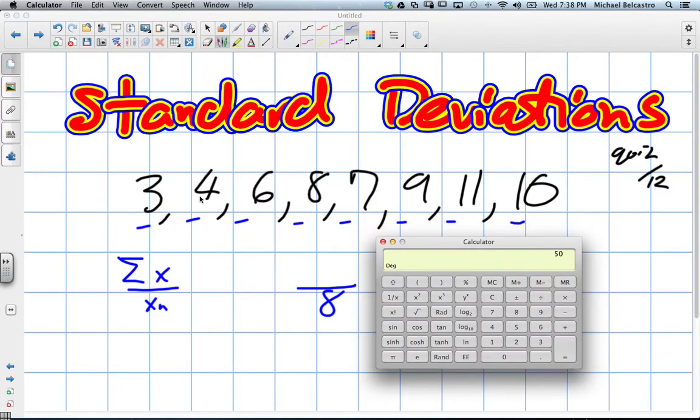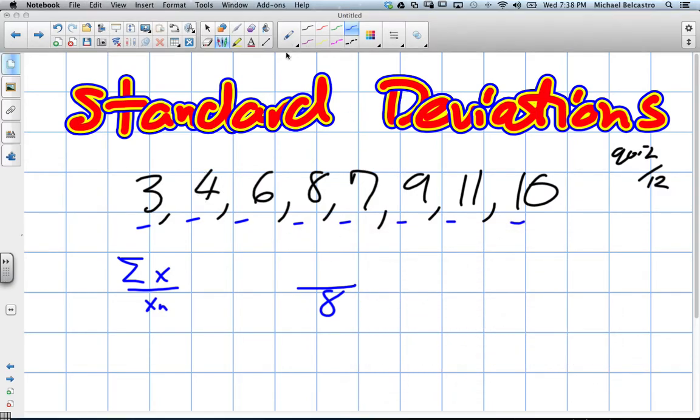I think I can do this in my head. I might actually be better in my head. So let me see. You follow with your calculator. Tell me if you get 58 when you go through this. Good. So this is essentially 58 divided by 8. 7.25. Great. So our x bar, or our mean, is 7.25.